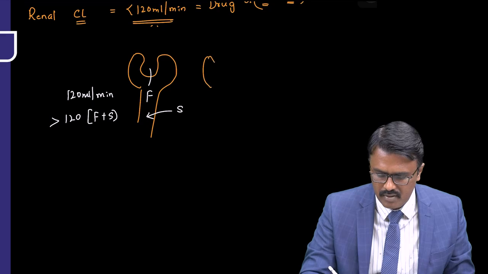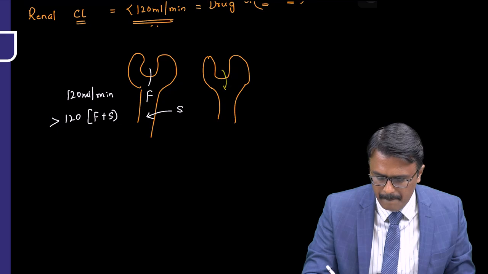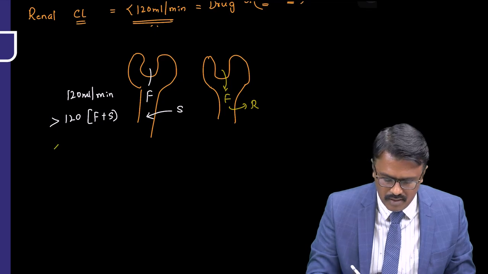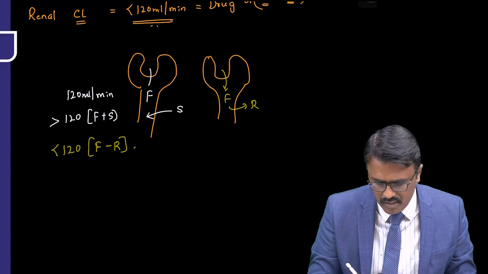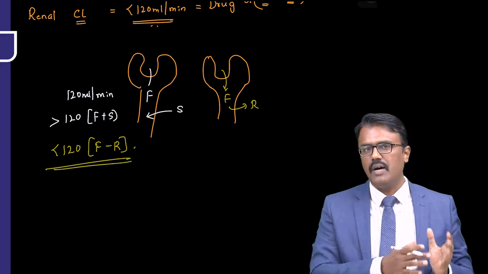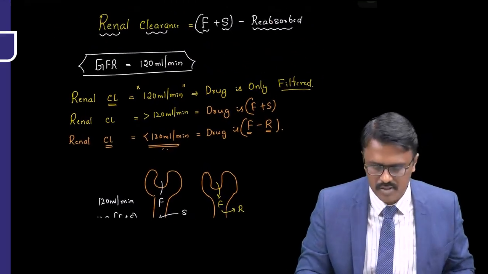Again, I will take an example. Now the drug is filtered, but after filtering, some of them is reabsorbed. So then the value is less than 120 when it is filtered minus reabsorbed. So this is a correlation with pharmacology and physiology. So that is about the renal clearance.